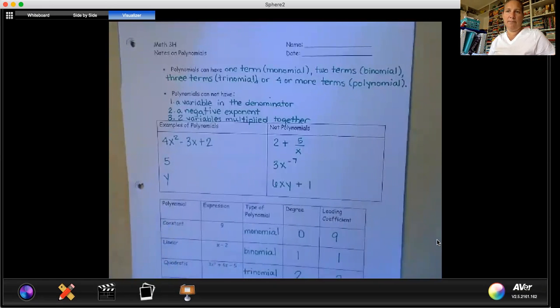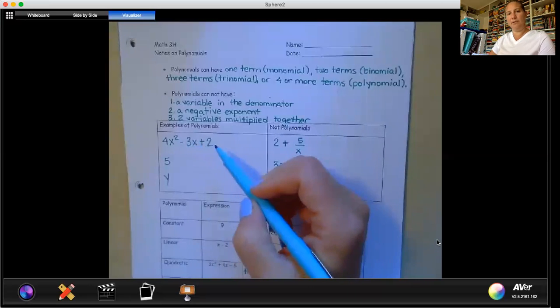Polynomials can have one term called a monomial, two terms called a binomial, three terms called a trinomial, four or more terms called a polynomial. In order for you to have a polynomial, you cannot have a variable in the denominator, you cannot have a negative exponent, and you cannot have two variables multiplied together, like xy or ab.